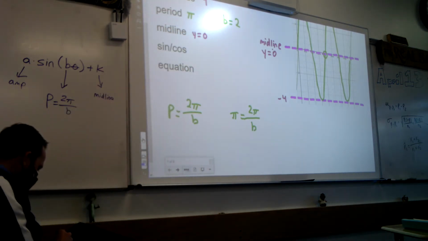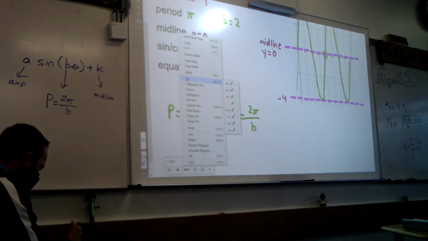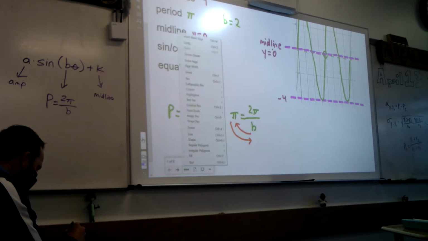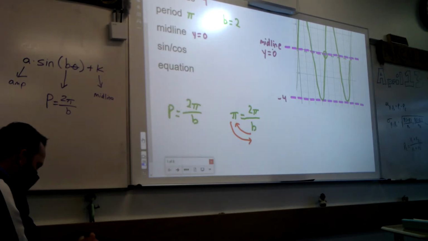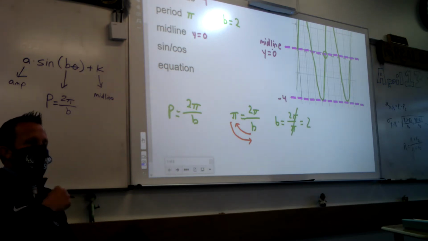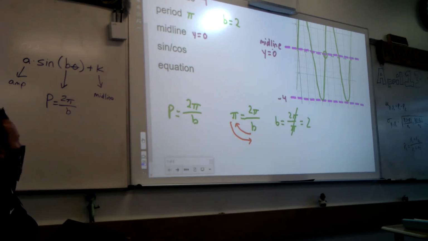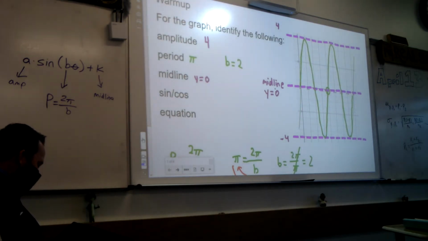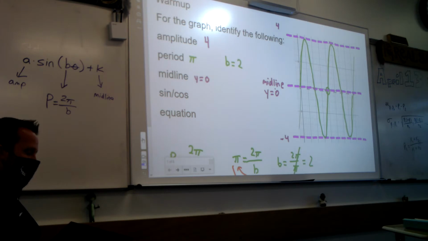Okay, and we're going to do this a couple more times, so if it takes a minute to sink in, that's okay. We're going to switch spots here, and what that gives me is that b is 2 pi over pi, which is just 2, because the pi's cancel out. So b is 2. That's how I make it go through twice as fast. Okay, lastly on this, Antonio, is this better described as a sine or a cosine graph? How come?